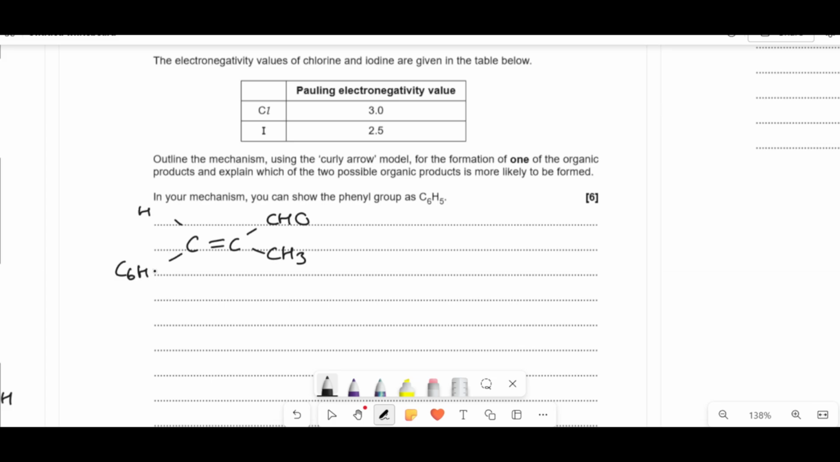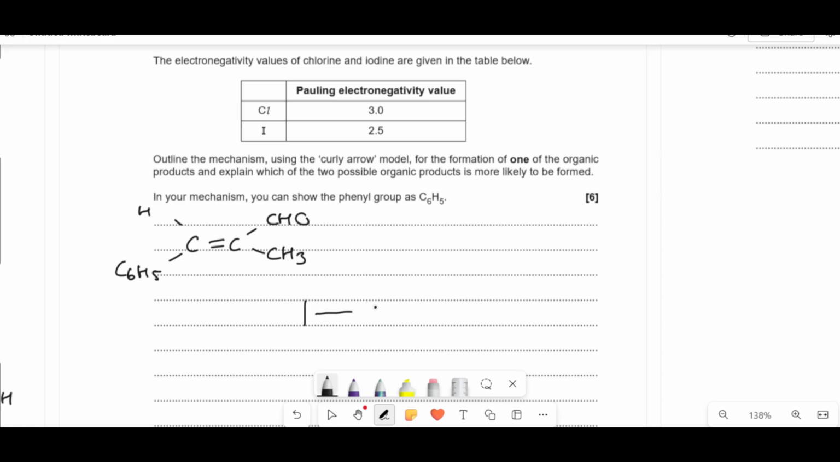So C6H5. Now in electrophilic addition, what's happening is an electrophile, electron-attracted, phile meaning attracted to, is going to go to this very lovely, electron-rich double bond there. So the reason that they've given you the electronegativities here is because that's relevant for this first step.